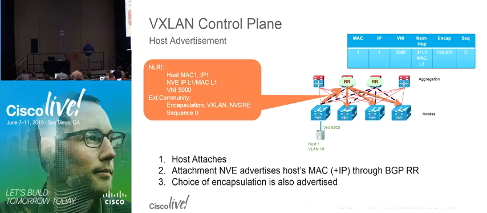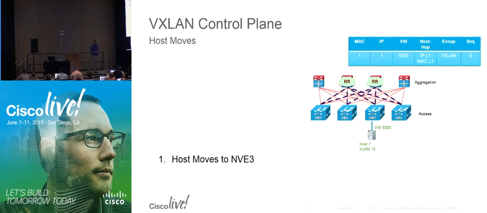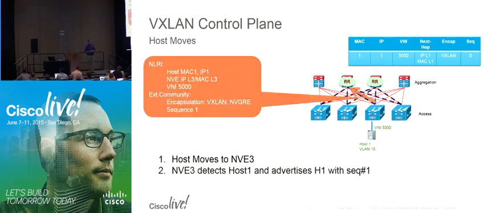And now the fancy stuff starts. Because I guess everyone wants to do some vMotion thing. So we're going to move that host. We move it to a new VTEP, to a new edge device. So what happens? We signal again. And now we signal from a new VTEP, so we increase the sequence number. So with this, we know now that host is behind the new VTEP.